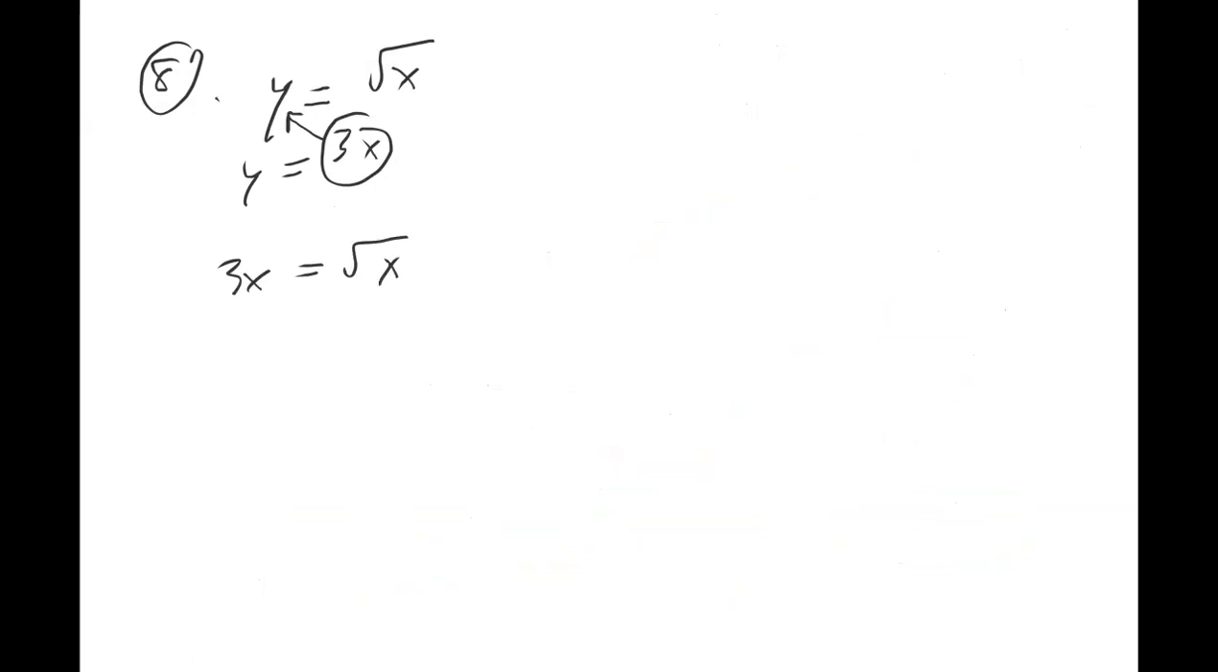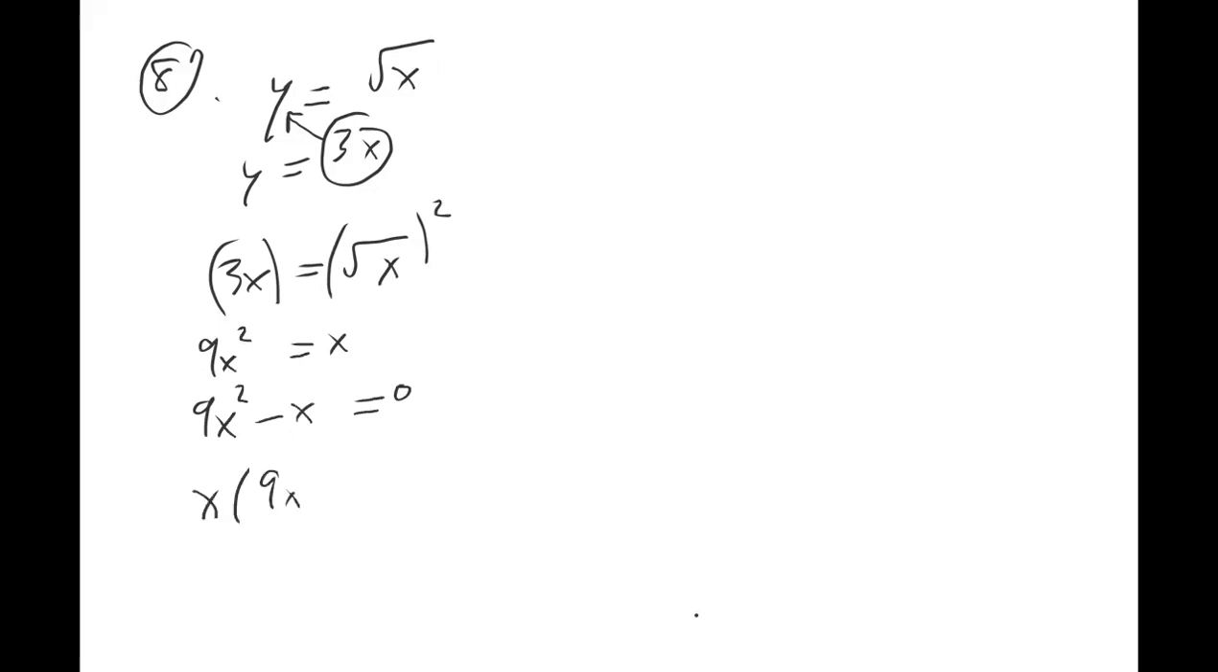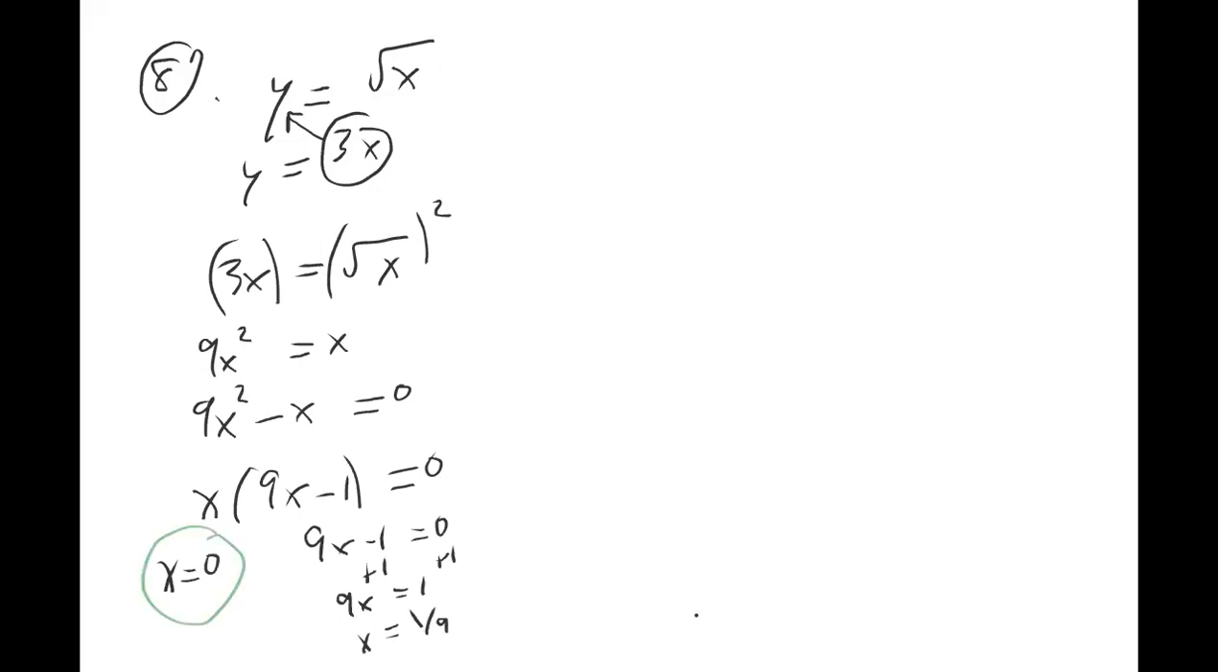And then I'm going to square both sides. 9x squared equals x. Then I'm going to subtract the x to the left side to get 0 on the right side. Then I'll factor out an x, leaving me with x times 9x minus 1 equals 0. Then I'll set this x equal to 0, and I'll set 9x minus 1 equal to 0. Then I'll add 1, and 9x equals 1. Divide by 9, I'll get x equals 1 over 9. So I get x equals 0 and x equals 1 over 9.